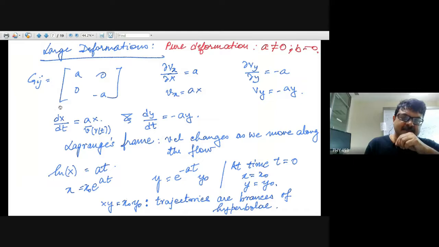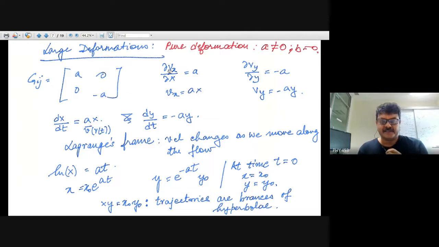And then let's take this simple matrix Gij, which has only the diagonal parts. Then you can write this as del Vx del x equal to A, and del Vy del y equal to minus A, right? And then you can, of course, integrate it. And this becomes Vx equal to Ax, and Vy equal to minus Ay. I mean, you see this. Now this in turn, you write it as del x del t and del y del t and integrate.